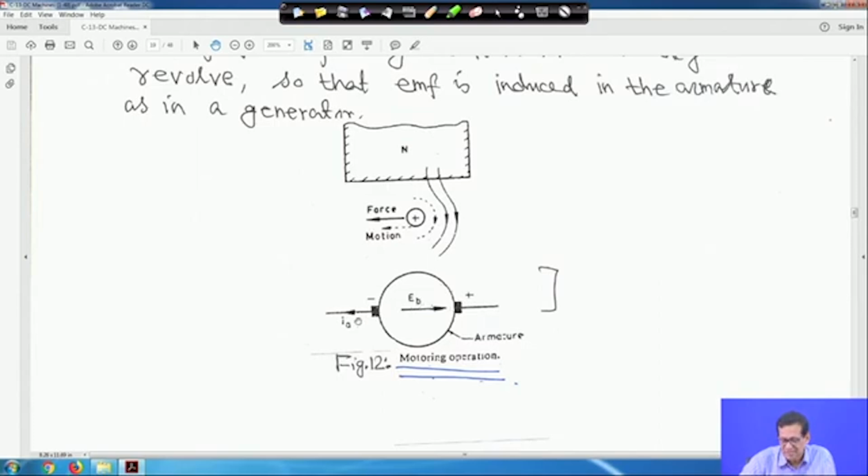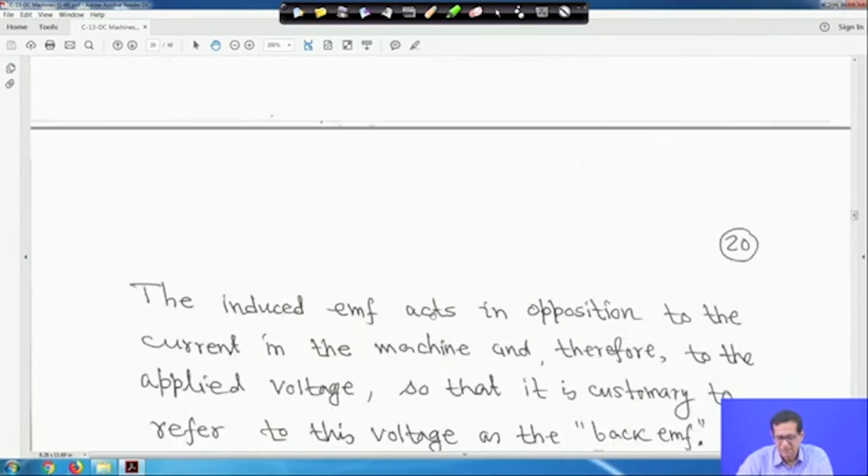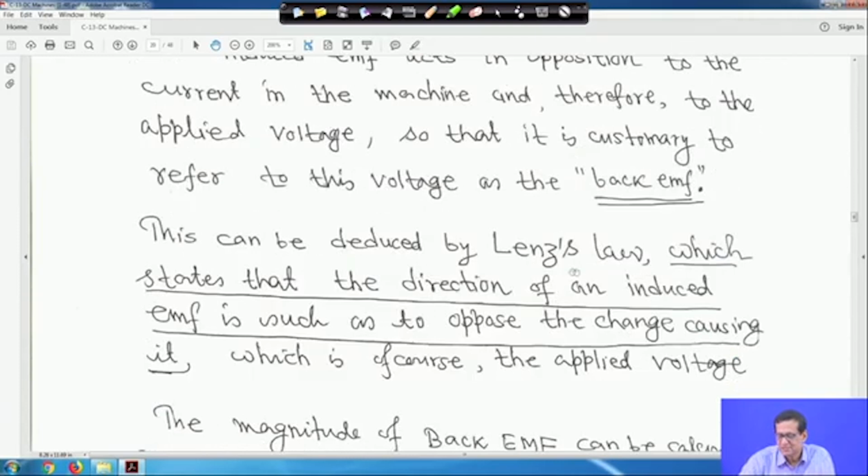If you look at IA, the current, instead of going into the negative polarity, the current is actually leaving from this terminal for the motor. It is just a schematic diagram, but when you connect a supply voltage you will see that. So, that is the meaning here. This can be deduced by Lenz's law, which states that the direction of an induced EMF is such as to oppose the change causing it, which is of course the applied voltage.